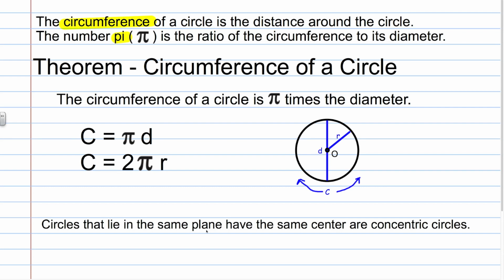Circles that lie in the same plane and have the same center are concentric circles. So circles that lie in the same plane and share the same center, they're what we call concentric circles. And we're going to see that in this upcoming example, how to solve a problem using concentric circles.